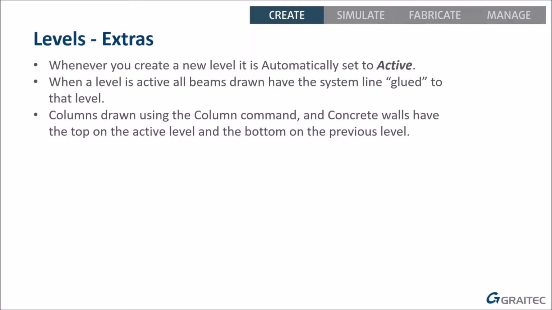If you use the column command, you may have noticed there's a particular command for column as opposed to just drawing a beam command and drawing it vertical. Then if you use the column command, it automatically locks the top of the column to the level that's active and the bottom to the previous level. And the same when you draw concrete walls. If you use the wall command on the concrete, that's locked to the current level and the previous level. So the height of the column and the height of the wall are automatically controlled for you.